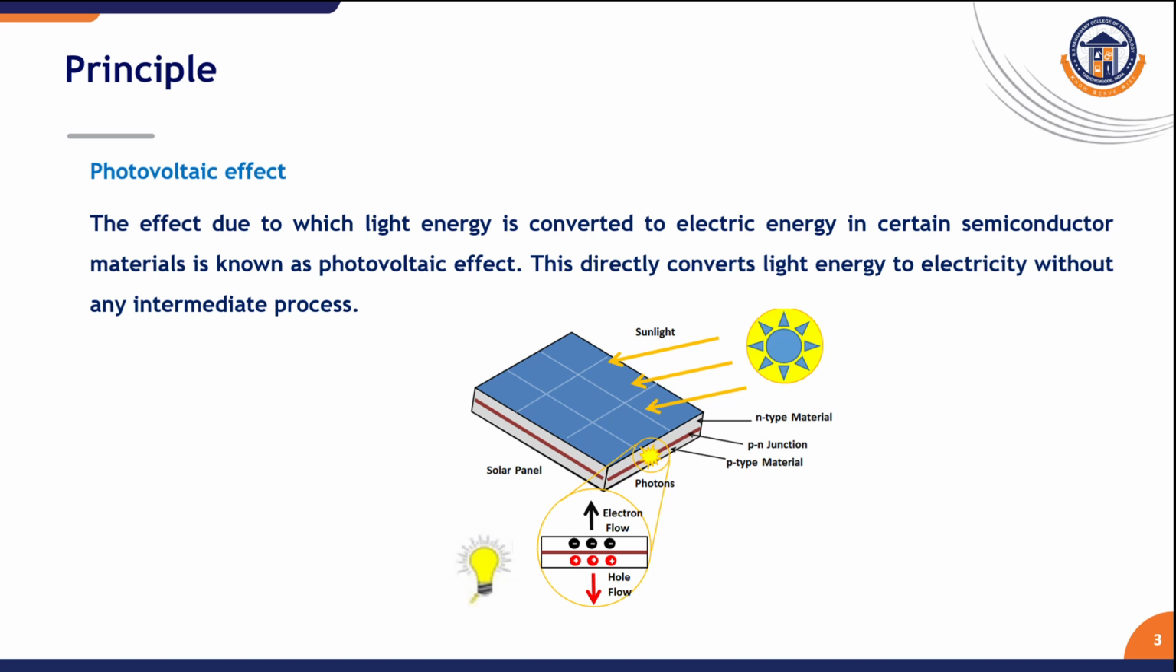Now let us see the principle of solar cell. The principle behind a solar cell is the photovoltaic effect. This is the process where light energy is directly converted into electrical energy in certain semiconductors. Unlike traditional power generation, there is no intermediate step such as heat or mechanical energy involved. So it is a direct and clean conversion.